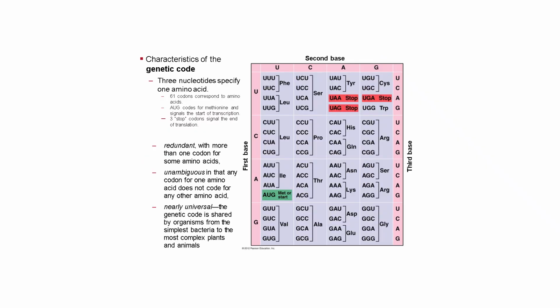The genetic code can be arranged in a chart showing the first, second, and third bases of each codon. The second base plays a key role in determining the amino acid outcome. This system of codons highlights both the redundancy and accuracy of the genetic code.